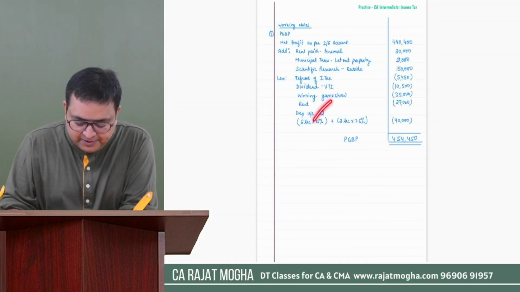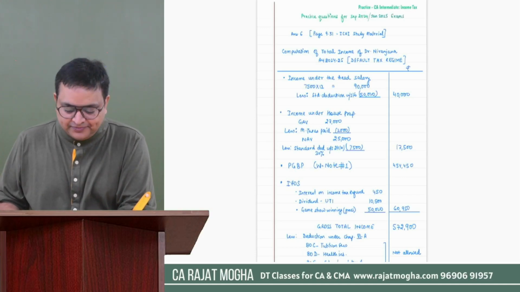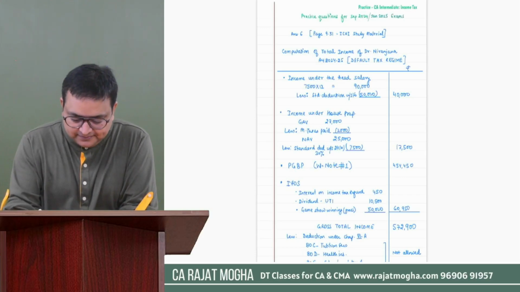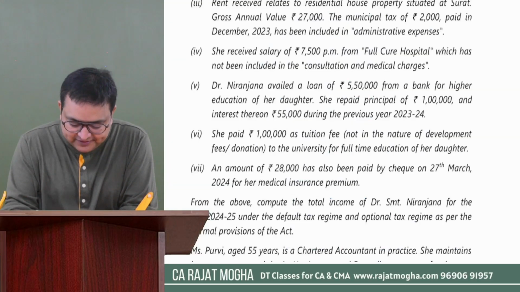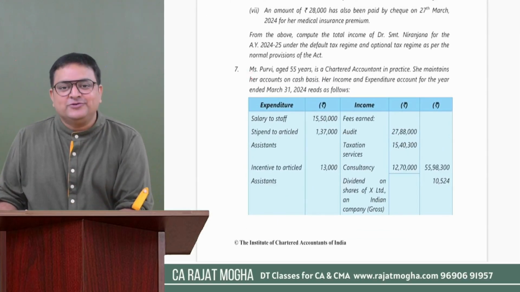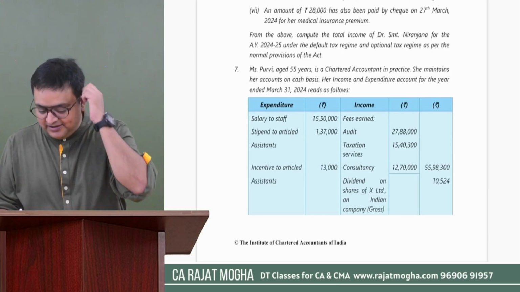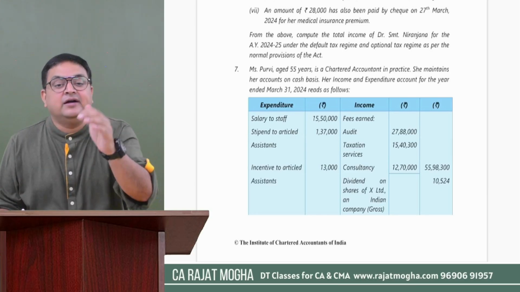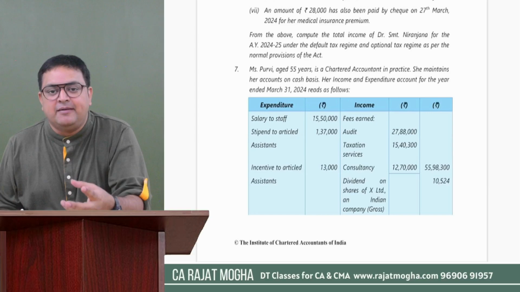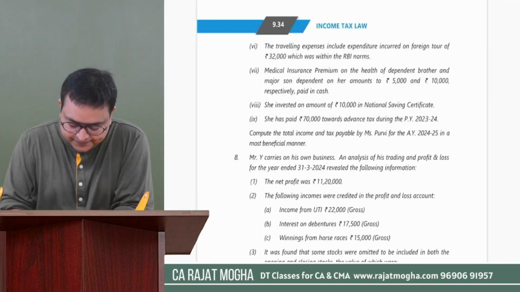This is your PGBP note, and this is your final answer for question number 6. Got it? So let's start with question number 7 now. Before starting with question number 7, what we should do? We should simply come to that particular point where are the requirements which the examiner is asking from us. So what are the requirements of the examiner?